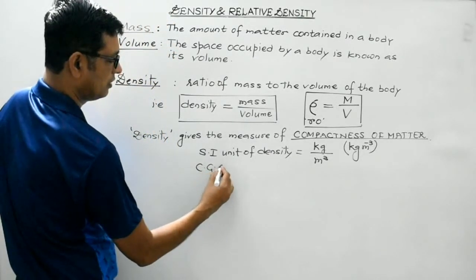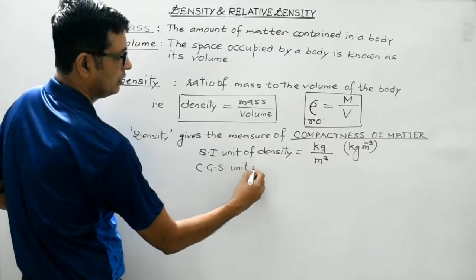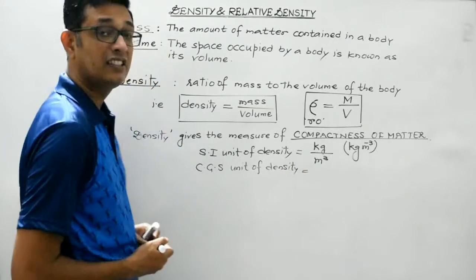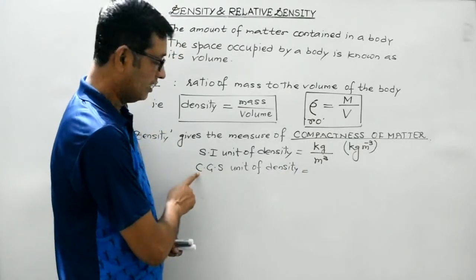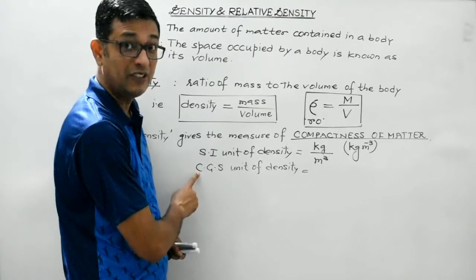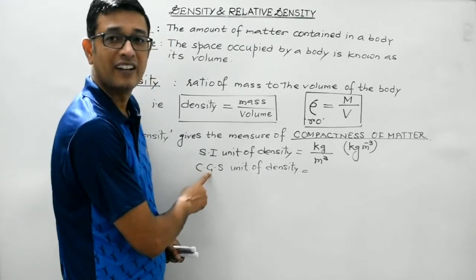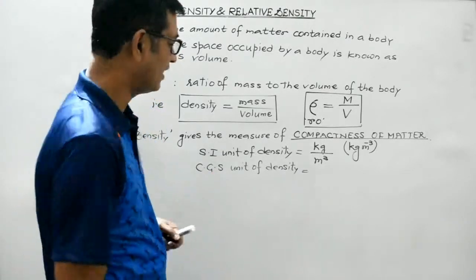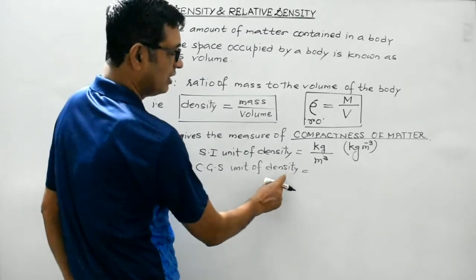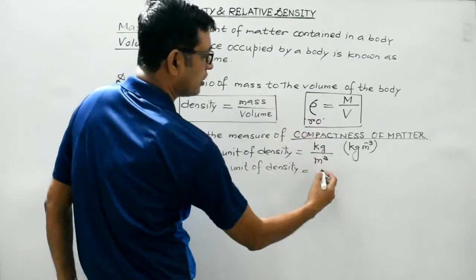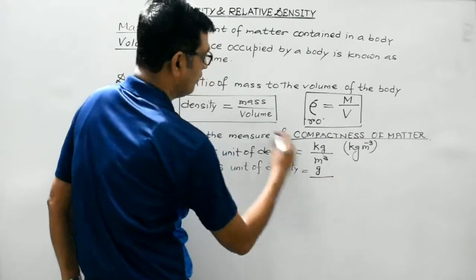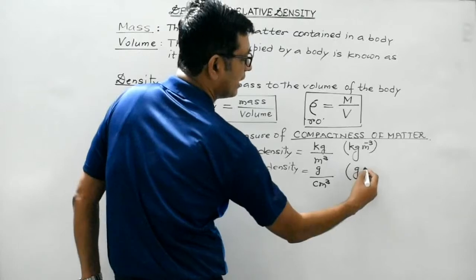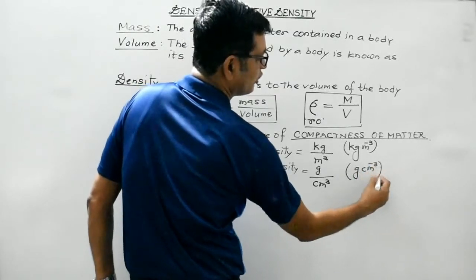CGS unit. Let's consider the CGS unit of density. The CGS system is a system where distance is measured in centimeter, C for centimeter, mass is measured in gram, G stands for gram, and time is measured in seconds, S stands for seconds. So in the CGS system, mass is measured in gram and volume in centimeter cube. So its unit is gram per centimeter cube.